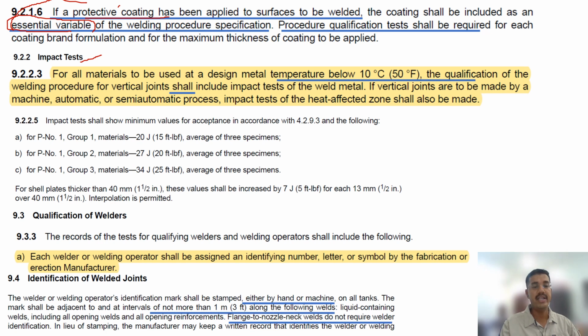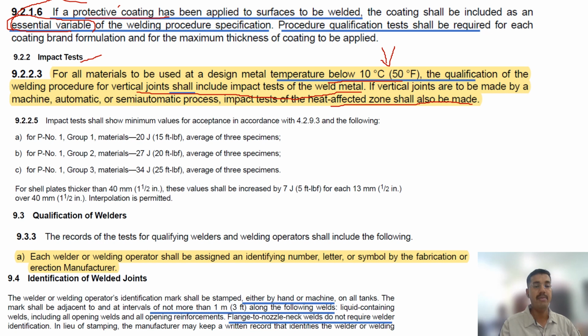So here in impact test, what it is saying is: for all material to be used at a design metal temperature below 10 degrees C, the qualification of the welding procedure for vertical joints will include impact test of the weld metal. If the material is to be used for design metal temperature less than 10 degrees C, then impact testing of the weld metal is much needed. Okay. If vertical joints are to be made by a machine, automatic, or semi-automatic process, impact test of the heat affected zone shall also be made. Heat affected zone impact testing is also required.